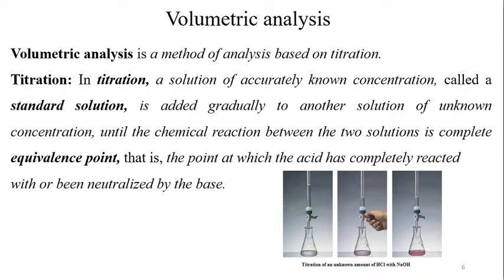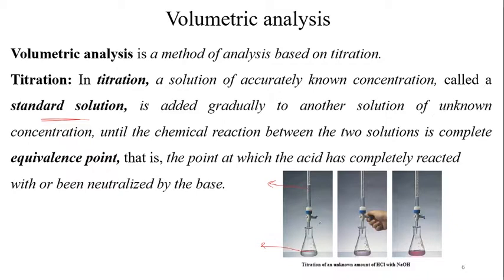Now moving to volumetric analysis. Volumetric analysis is a method of analysis that we use to measure the concentration of certain material of unknown concentration. We usually use what is called titration. In titration we use a burette which will contain what we call a standard solution, and this standard solution I will add gradually to a measuring flask. In this measuring flask I will have a certain amount of unknown sample.